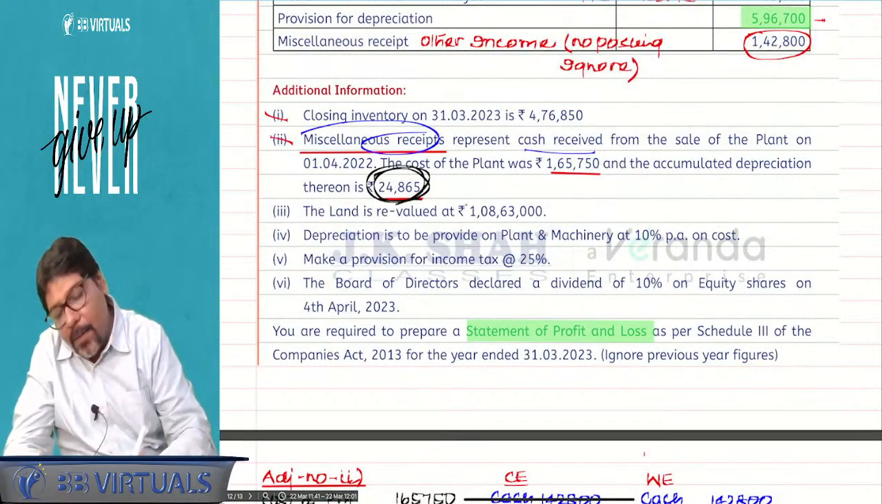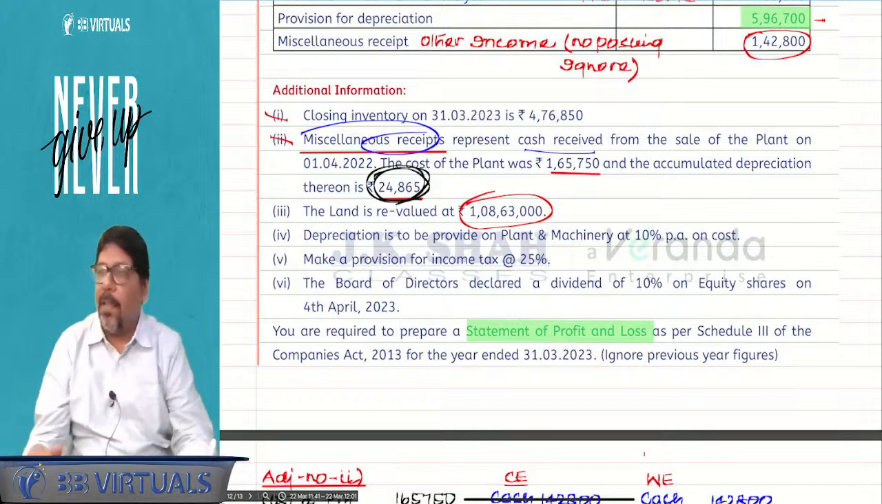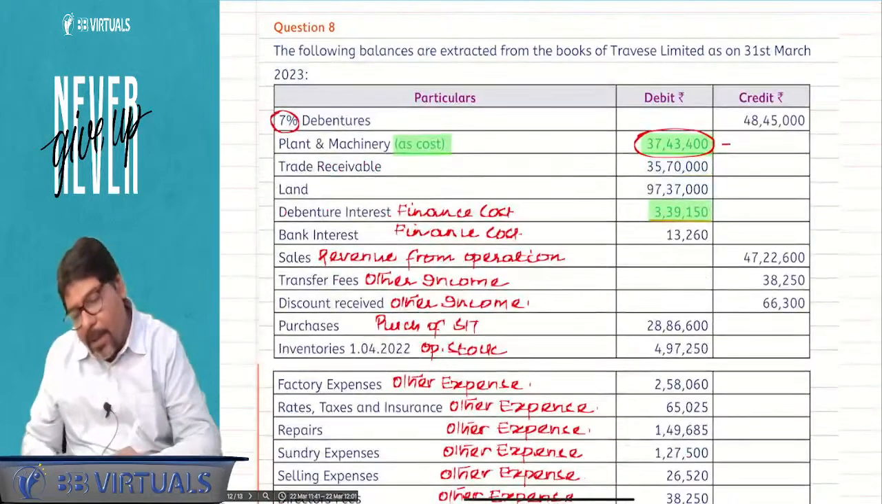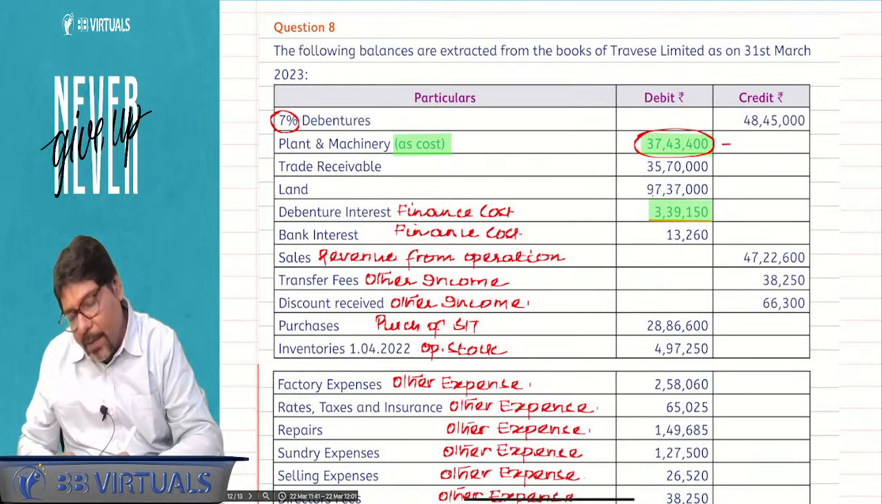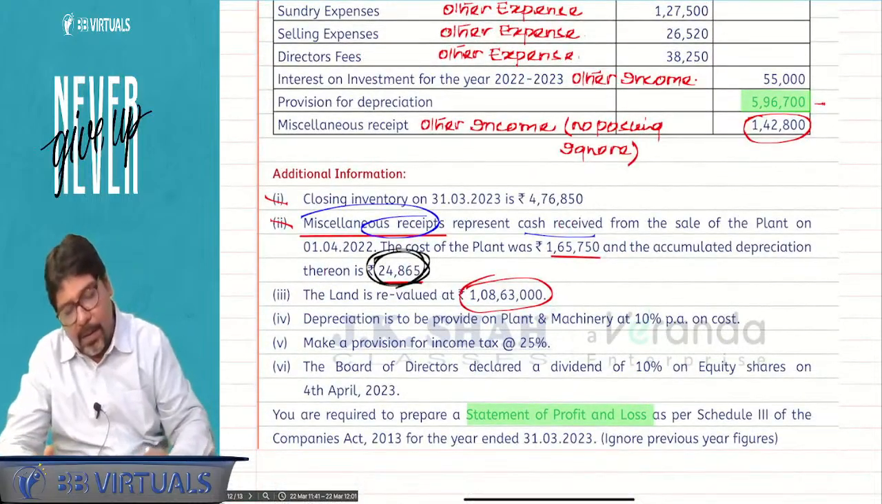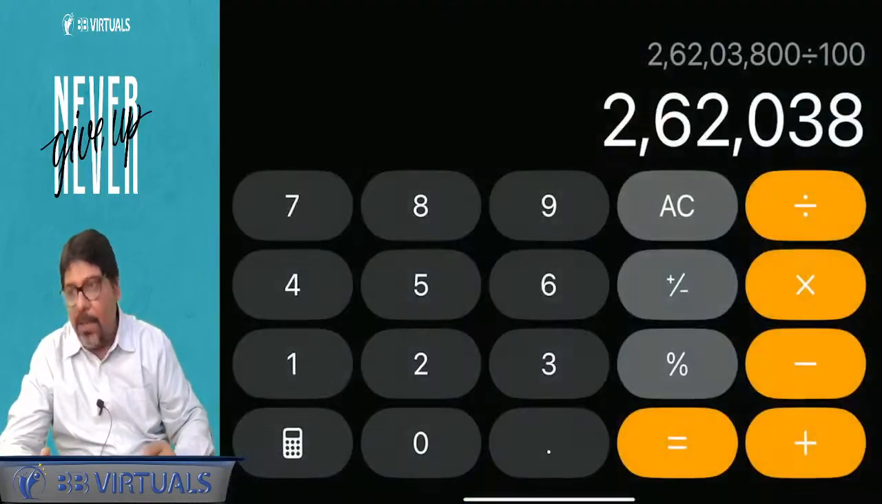Thereafter, adjustment 1 over, 2 over. Land is revalued at 1 crore 8,63,000. And land is appearing over here at how much? 9737. So from 9737, land is increasing to 10863. Now, chartered, 10.